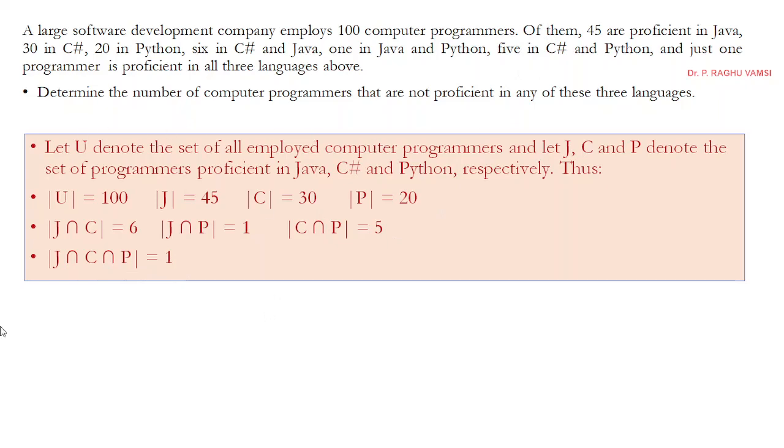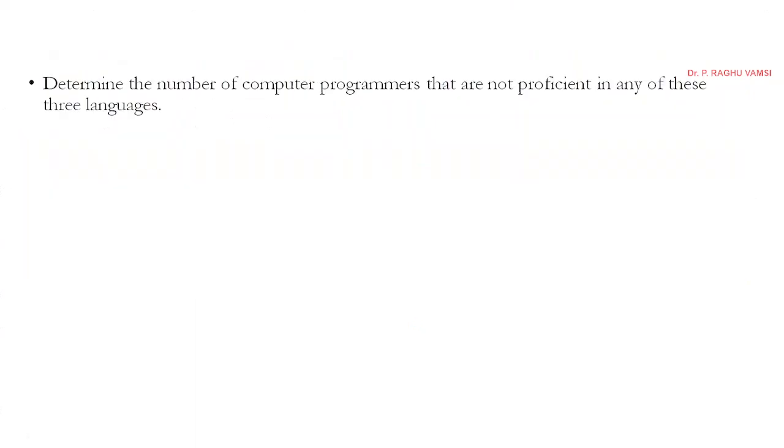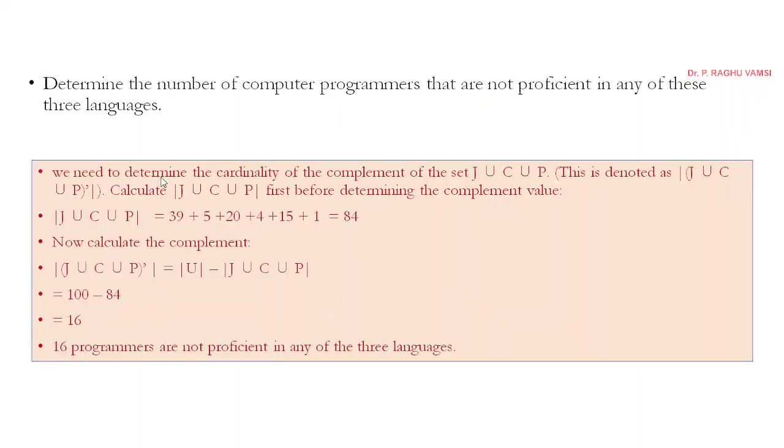Now determine the number of computer programmers that are not proficient in any of these languages. So how will you consider this? We need to determine the cardinality of the complement of the set J union C union P. This is denoted as the complement of J union C union P. That means the number of programmers minus this one.